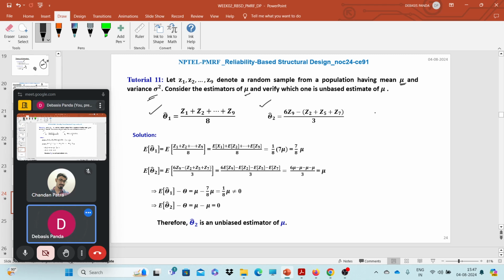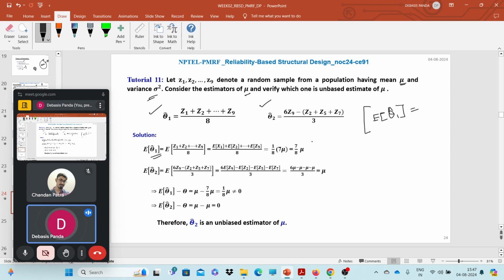So what do you need to do? As we have just seen, if the estimator is unbiased, then the expectation of the estimator will give you the parameter. If it gives the parameter, it is an unbiased estimator. And if it does not give the parameter exactly, we call it a biased estimator. So let's see which one is your unbiased estimator. If I take the expectation of theta1, what will we have? Expectation of Z1, Z2 to Z9. That means each and every sample has expectation of mu. So how many samples are there?